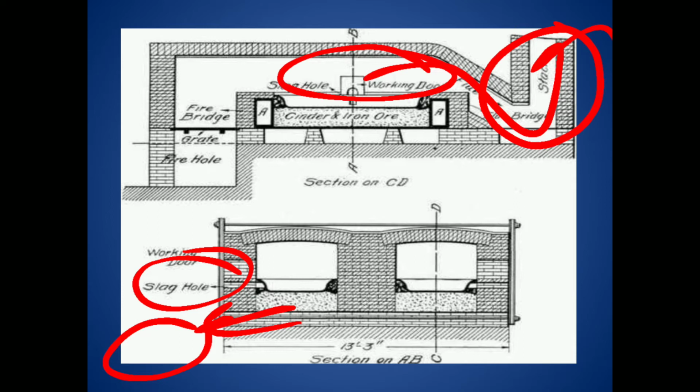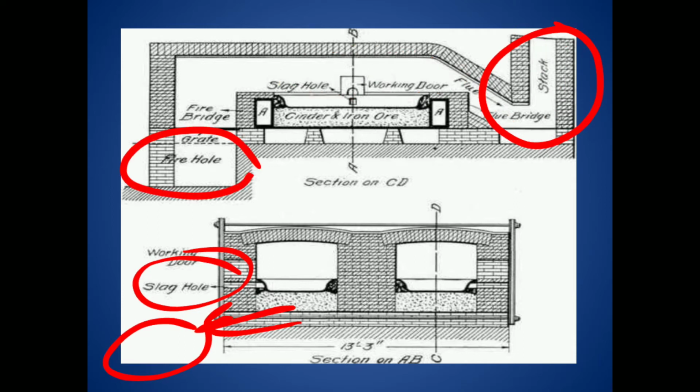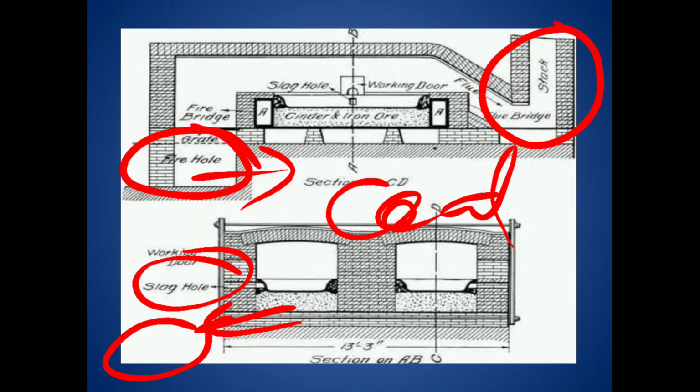And there is one hole provided at the bottom to supply hot air as well as coal. This is the general setup of a puddling furnace.